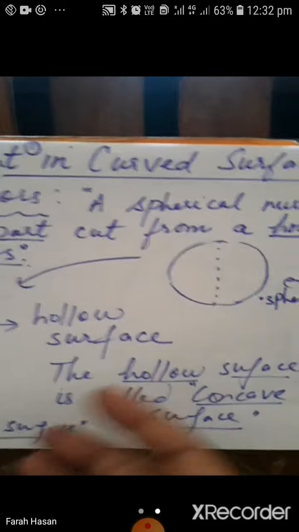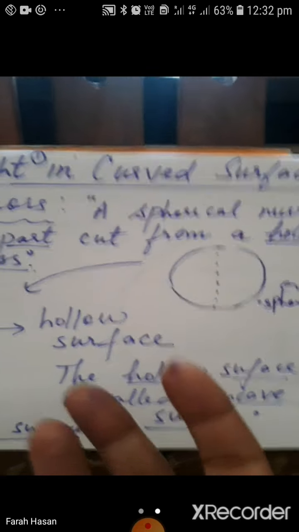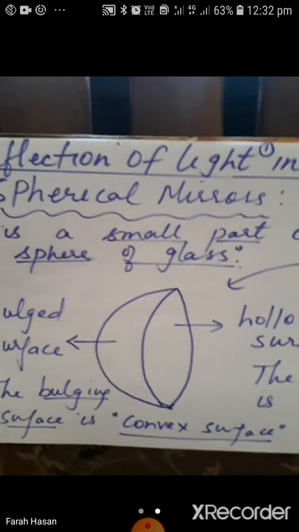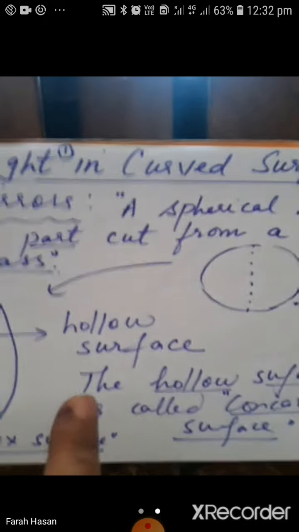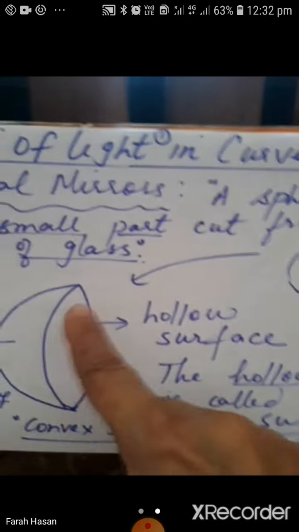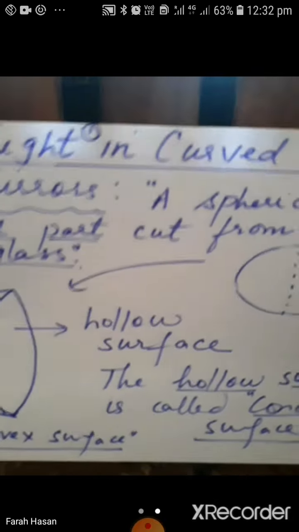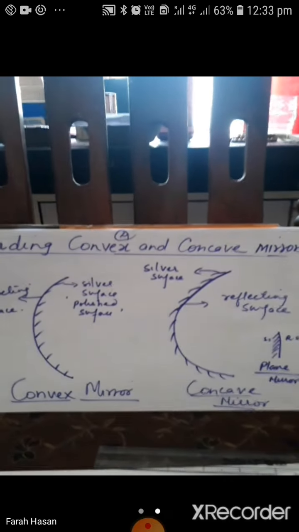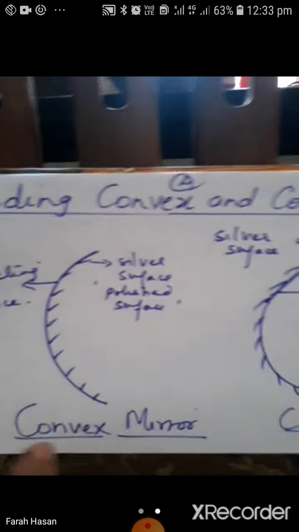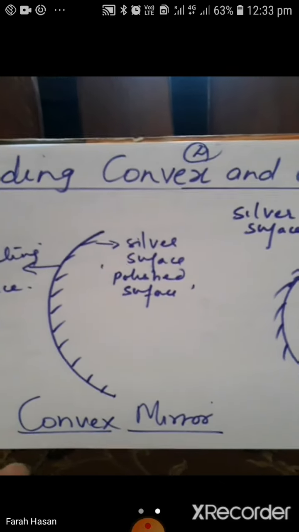A spherical mirror is a small part cut from a hollow sphere. Alright. And the bulged part is known as the convex surface, and the other part, which is the hollow surface, is known as the concave surface. Right. So these are the two kinds of surfaces. So we can categorize spherical mirrors into two types of mirrors, that is convex and concave mirrors. Now let us see in detail what a convex mirror looks like.